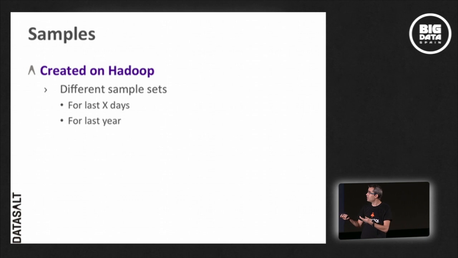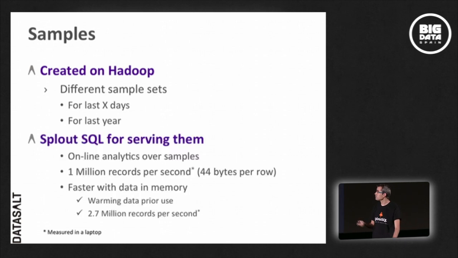You cannot use the last day's sample to compute something for the year. So at the end, you have to select which samples you are going to pre-compute. And then what you do is just perform online analytics over the samples and extrapolate the results to the full set. To give some numbers, from my laptop, you can scan around 1 million records per second if you don't cache data in memory, for 44 bytes per row. And it can be even faster if you have your data warm in memory, where you can reach 2.7 million per second.